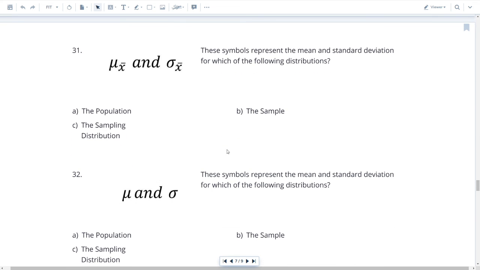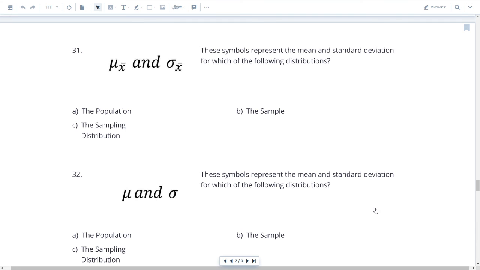Now, if you look at 31 and 32 side by side, hopefully this becomes a bit more clear. You're talking about the mean of the samples. When you do the fundamental theorem of statistics, you're talking about the distribution of the means. You take a bunch of different samples, and you have an average from those samples, and then you make a distribution of the means. 31 is talking about the sampling distribution. The mean of X bar, the sigma of X bar. That would be the sampling distribution. 61% got that one right.